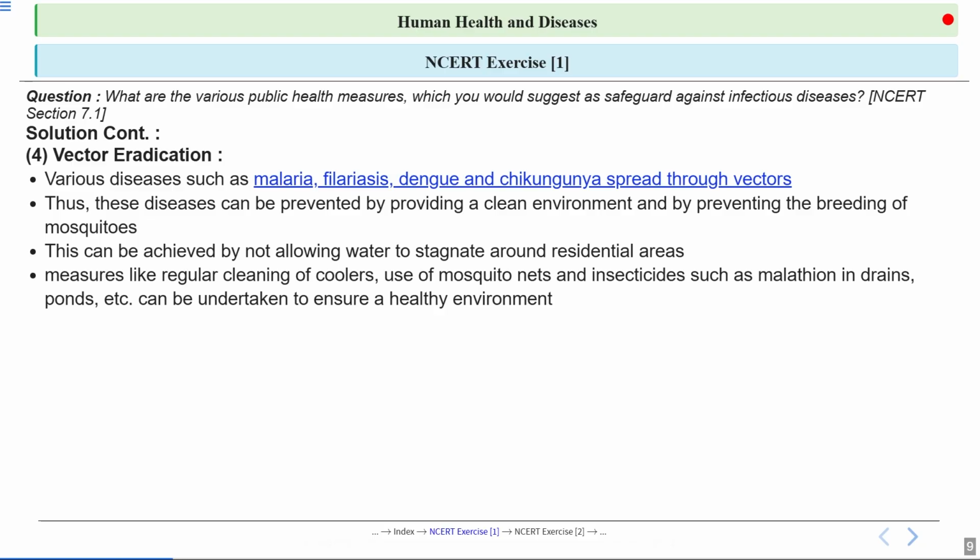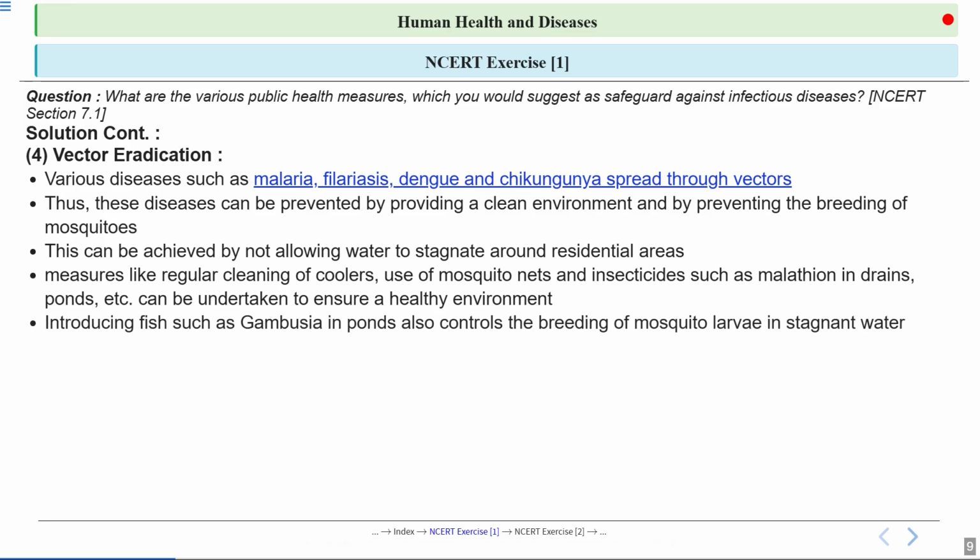Regular cleaning of coolers, using mosquito nets, and applying insecticides like malathion in drains and ponds are practical measures everyone can take. Introducing fish such as gambusia into ponds is another smart way to control mosquito larvae naturally. This method uses nature to help us fight diseases.